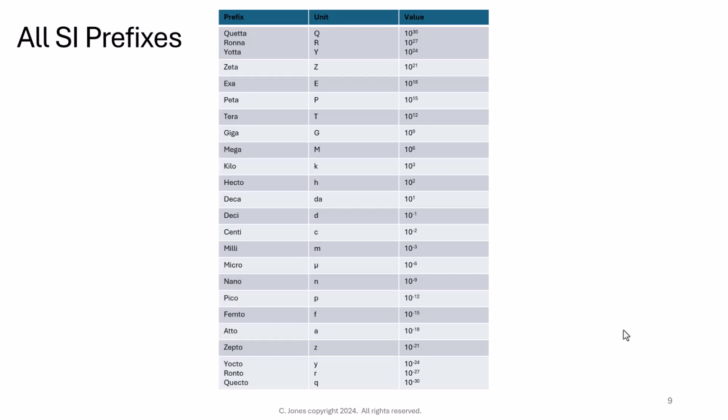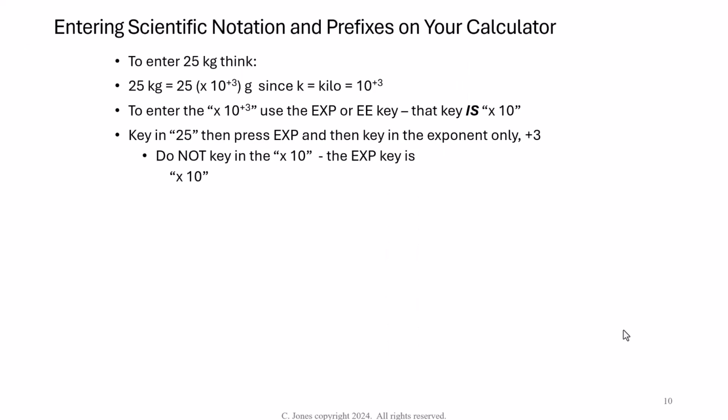Okay. This table is just all of the currently known or assigned prefixes. This is in 2024. So you don't have to memorize all this, but I just thought it was pretty cool because they keep increasing the magnitude of the powers of 10, and most of this has to do with increased computing power. Okay, finally, how to enter scientific notation and prefixes on your calculator.